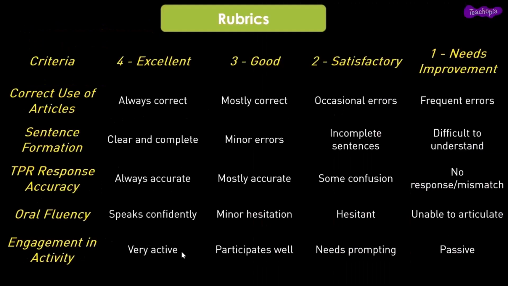To assess learners, we can use these particular rubrics. The criteria that we will be assessing them on is the correct use of articles, sentence formation, TPR response and accuracy, oral fluency, and engagement in the activity. Let's move on to grade 5, run to the article. Here, the learning objectives are as follows.